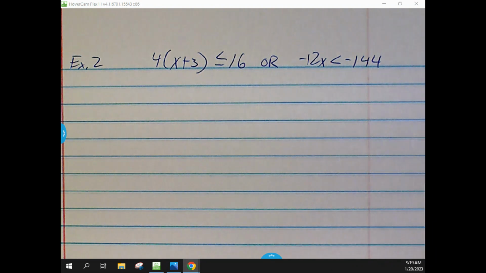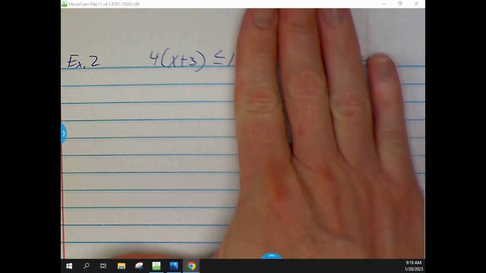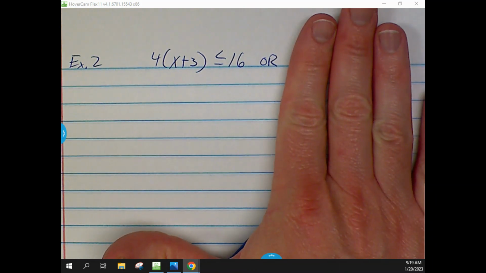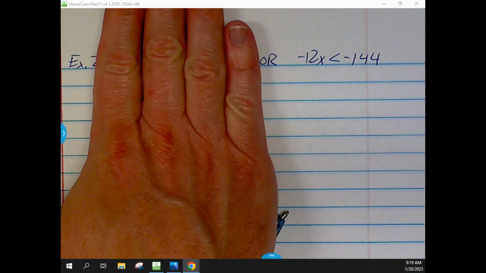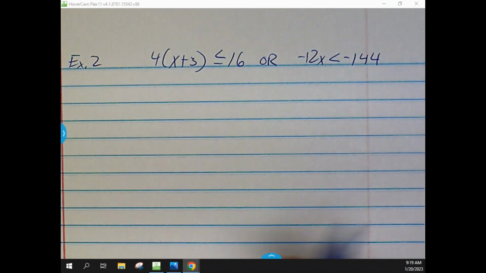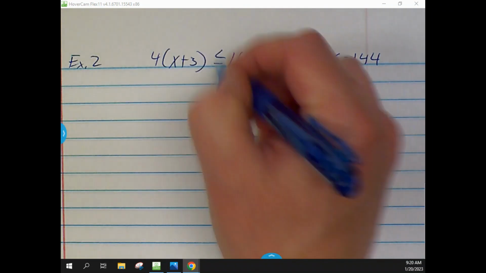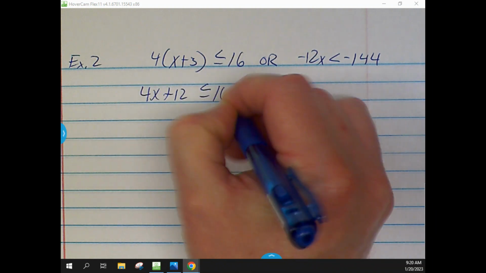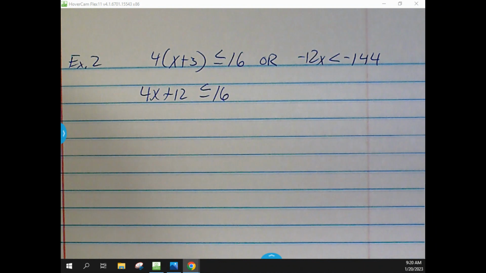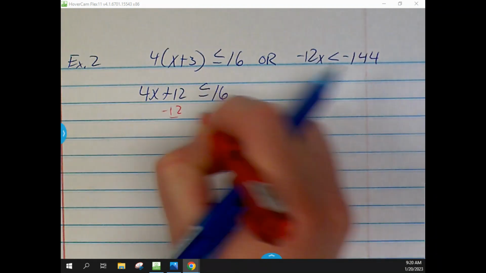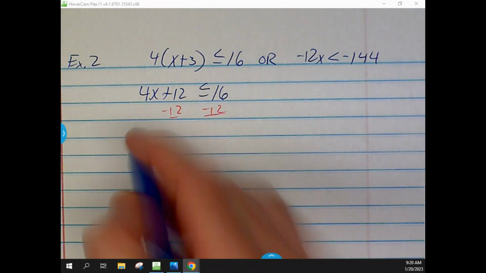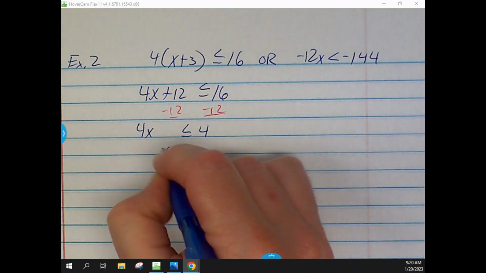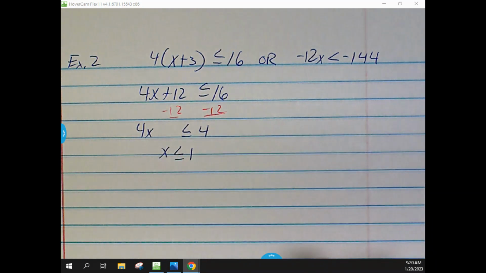Okay, and same thing with the and statements. Just forget about the one. If you solve one, forget about the other one. We're going to solve this one. Then we're going to solve this one. And then when we get to the end, we're going to put those two things together. So first thing is we got distributed property. So that's 4x plus 12 less than or equal to 16. We'll subtract 12. So we got 4x less than or equal to 4. So it's x less than or equal to 1.